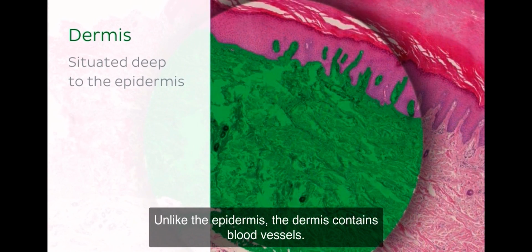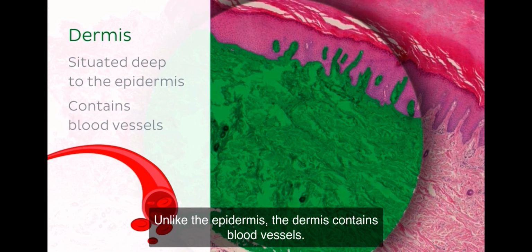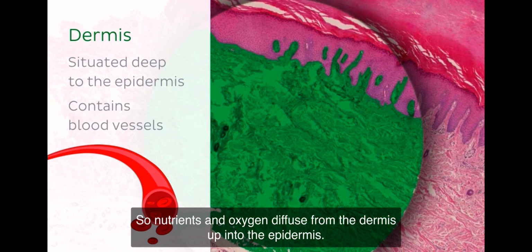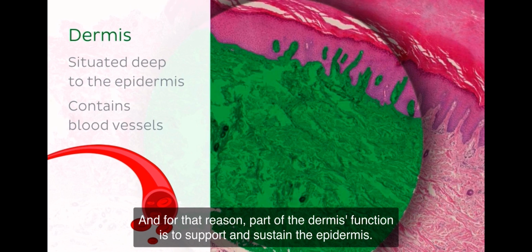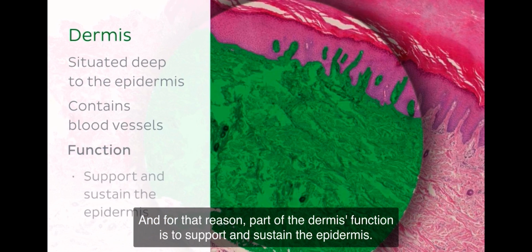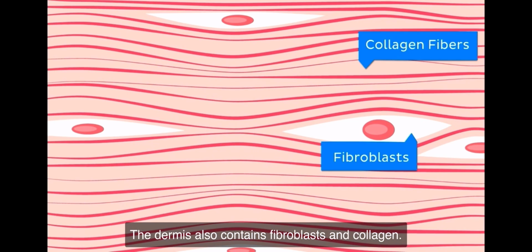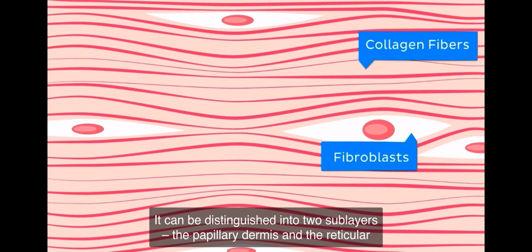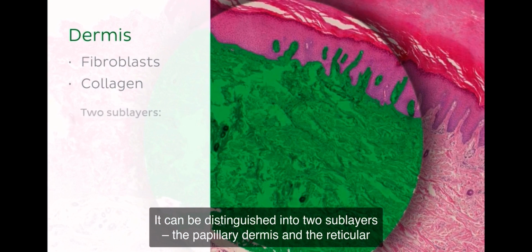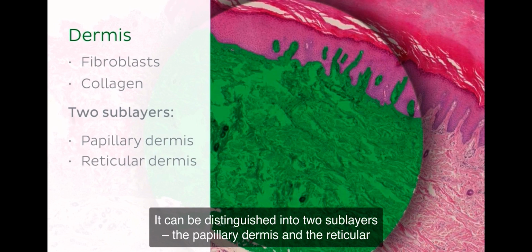Unlike the epidermis, the dermis contains blood vessels. So nutrients and oxygen diffuse from the dermis up into the epidermis. For that reason, part of the dermis function is to support and sustain the epidermis. The dermis also contains fibroblasts and collagen. It can be distinguished into 2 sublayers, the papillary dermis and the reticular dermis. So let's look at these 2 sublayers of the dermis.